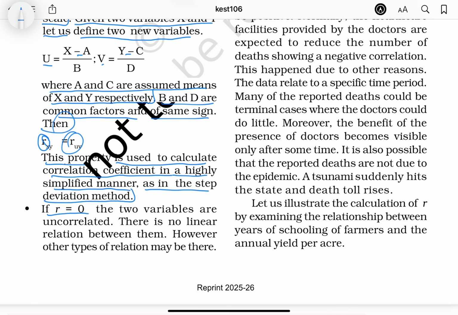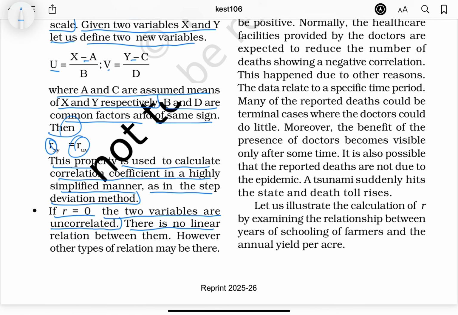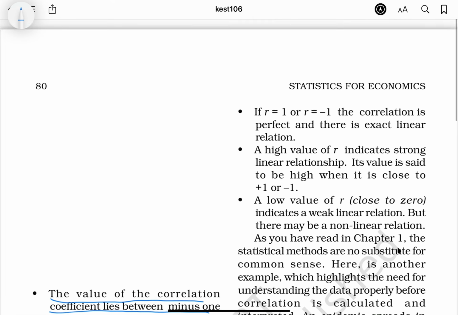If r equals 0, the two variables are uncorrelated. There is no linear relation between them. However, other types of relation may be there.